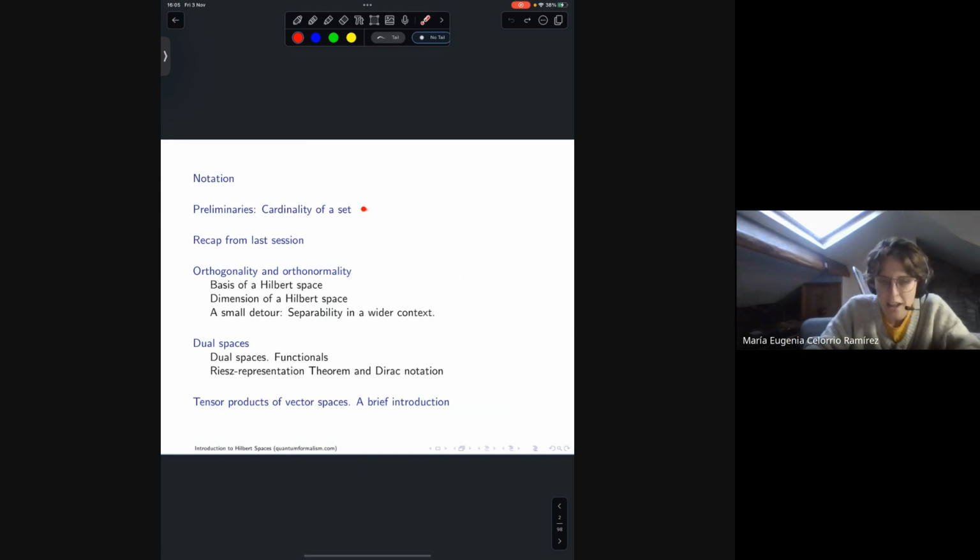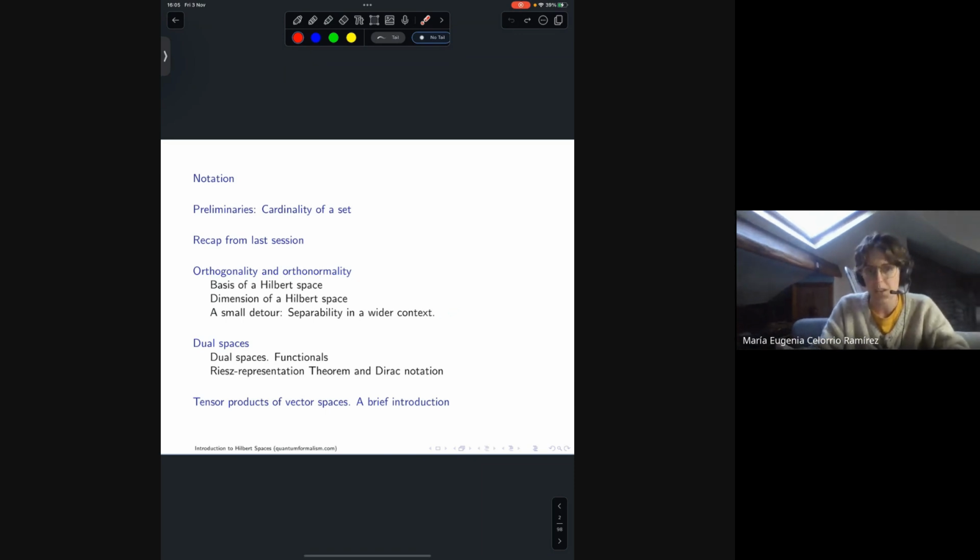Before we move into anything else, I need to remind you what the cardinality of a set is, because we're going to talk about that today. We're going to do a brief recap from the last session, just so we have things very fresh. And then we're going to proceed to talk about what orthogonality and orthonormality are. That is going to hopefully make clearer what the basis of a Hilbert space and the dimension of a Hilbert space are. And then we're going to talk about separable Hilbert spaces. And I am going to explain what separability is in a wider context, not only with Hilbert spaces.